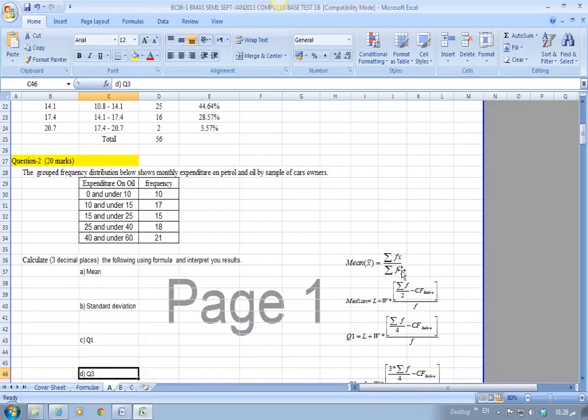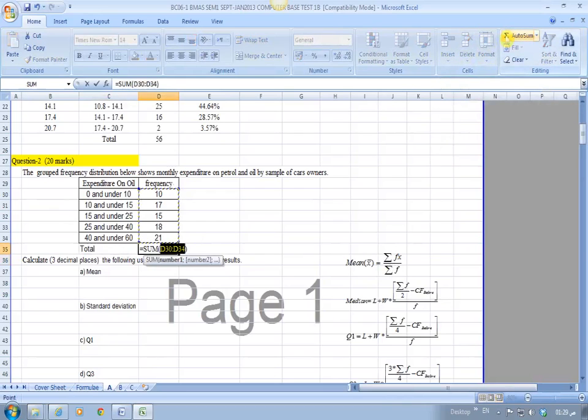It is very clear that the formula includes the total. So here we need the total of f. It means the total of the frequency, and this is very easy. You just click here on total, and it will give you the total. So the mean here has sigma f, and then sigma fx. What is x here? X here is the midpoint of the class.